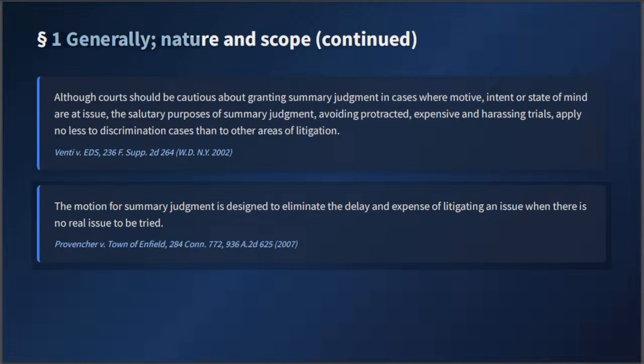All right, Section 1 generally continued here for the nature and scope. Although courts should be cautious about granting summary judgment in cases where motive, intent, or state of mind are at issue, they should be cautious. The salutary purposes of summary judgment, avoiding protracted, expensive, and harassing trials, apply no less to discrimination cases than to other areas of litigation. And these are recent cases here.